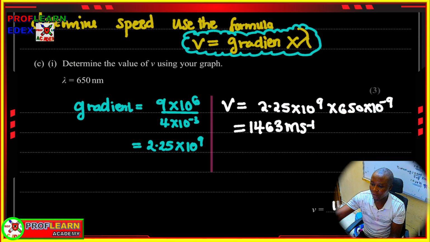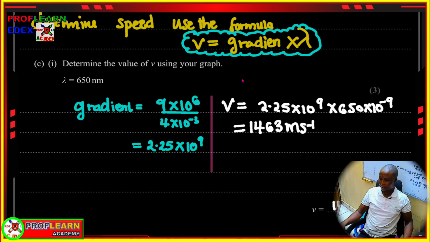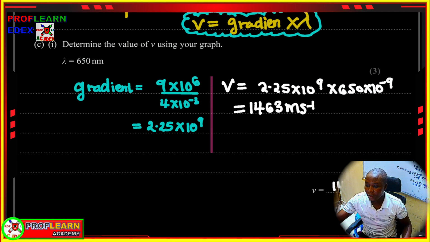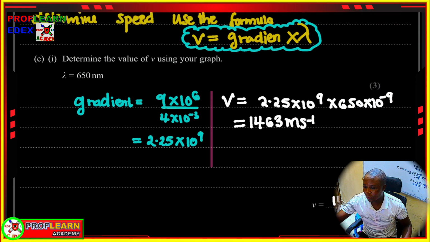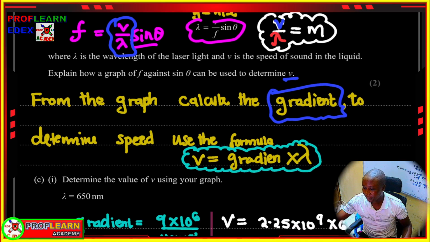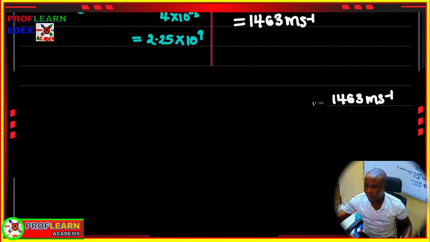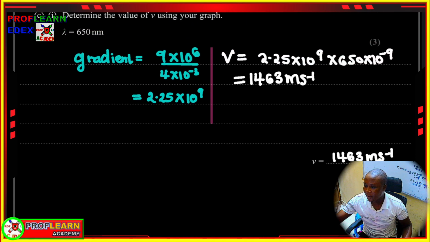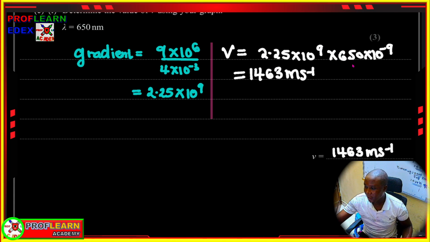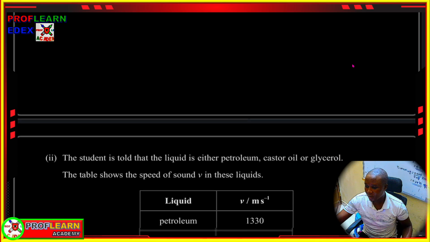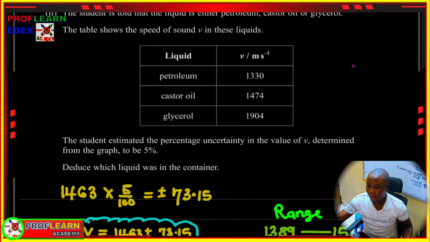To determine the value of v using your graph, remember we have already explained what you are supposed to do. There is a gradient. I used my graph to work out the gradient, and the gradient I got is 2.25 times 10 to the power 9, and then from there I can find v from the gradient and the wavelength that was provided. What you need to remember is that the wavelength was in nanometers, so you have to multiply by 10 to the power -9. So basically that is what you are supposed to do in that case.